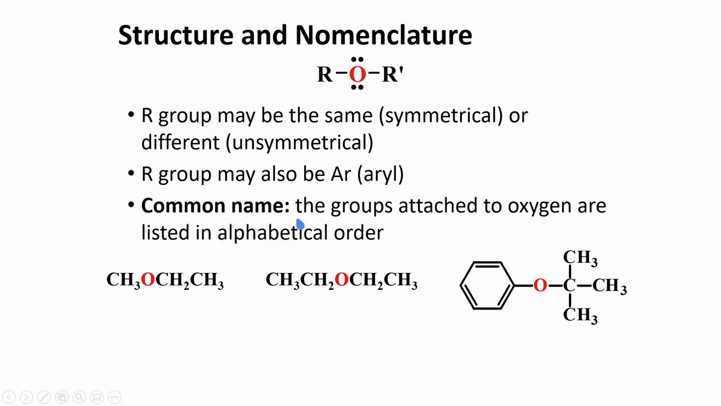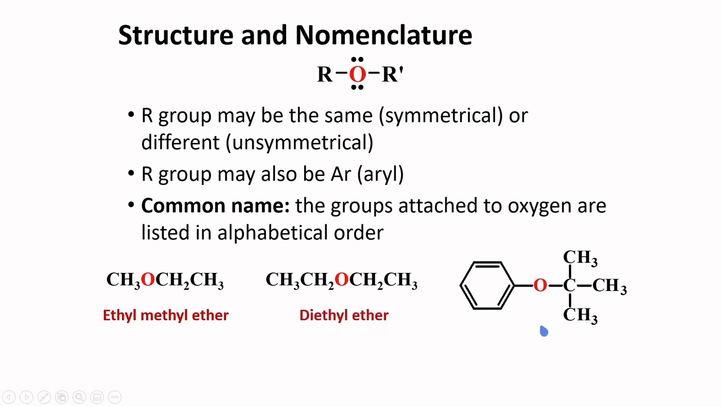In common nomenclature, the groups attached to oxygen are listed in alphabetical order. So, common nomenclature dictates that this compound be called ethyl methyl ether. This compound here contains both ethyl groups, and so its common name is diethyl ether.